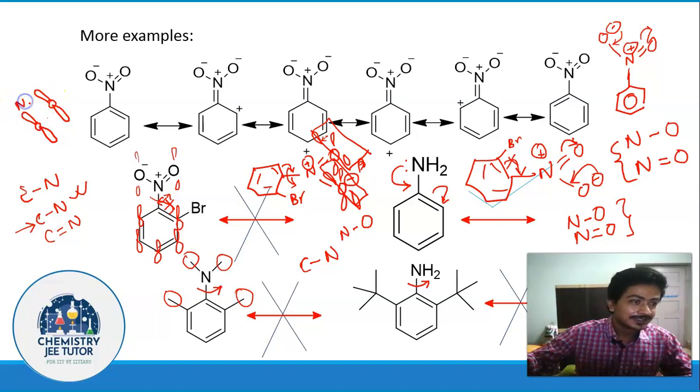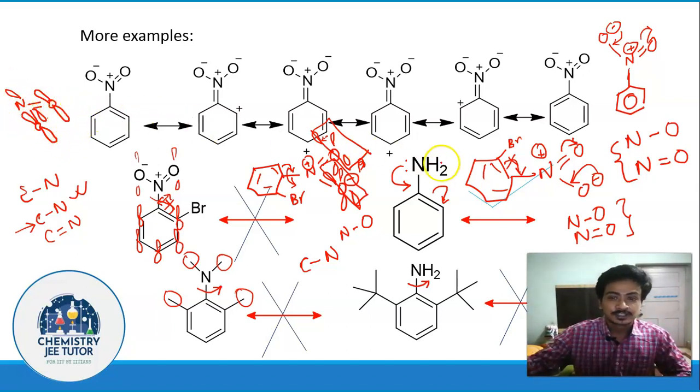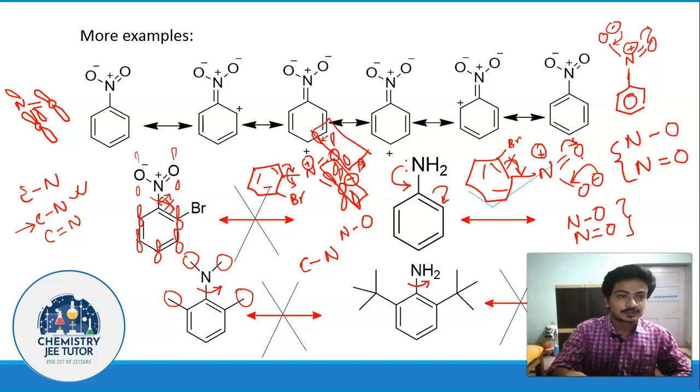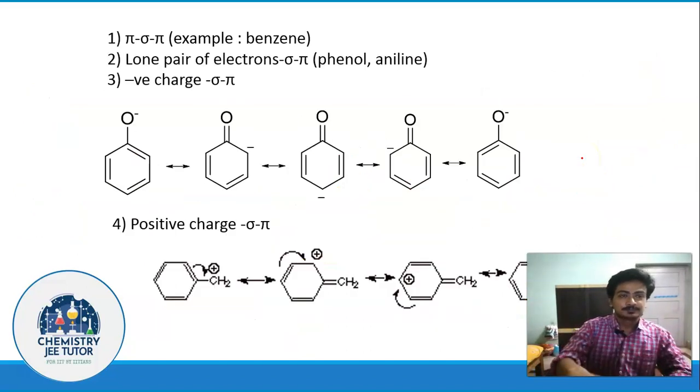Now if N is like this, if you draw it like this, even if it has moved, this has also moved, so these are still in parallel planes with respect to each other. So there is no problem or harm in a resonance like this. I believe you have understood it. Now let's go to some more examples.